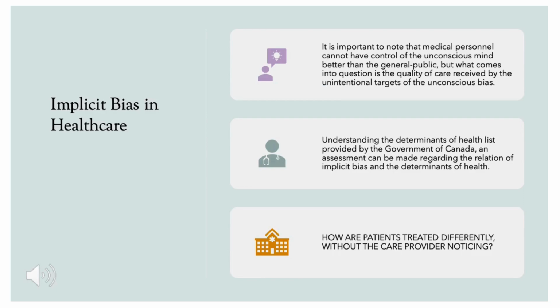It's important to note that medical personnel cannot have control of their unconscious mind better than the general public, but what comes into question is the quality of care received by the unintentional targets of the unconscious bias. Understanding the determinants of health list provided by the Government of Canada, an assessment can be made regarding the relation of implicit bias and the determinants of health.